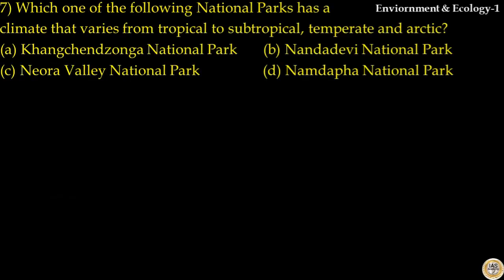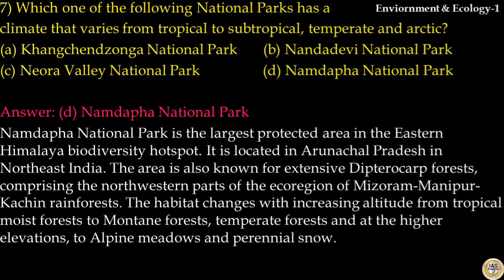Question number 7. Which one of the following national parks has a climate that varies from tropical to subtropical, temperate and arctic? Options are Khangchendzonga National Park, Nandadevi National Park, Neora Valley National Park, Namdapha National Park. Here the answer to this question is option D, Namdapha National Park.